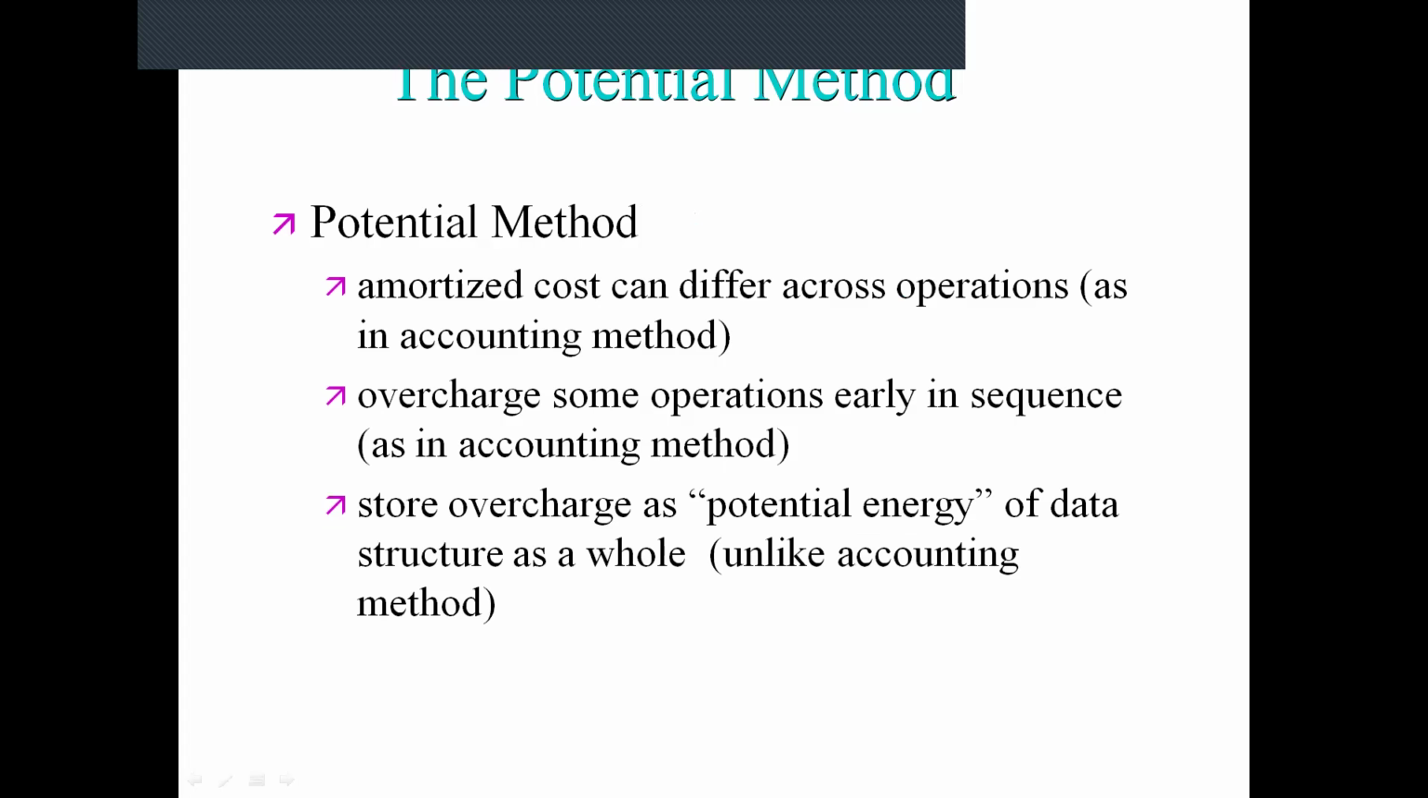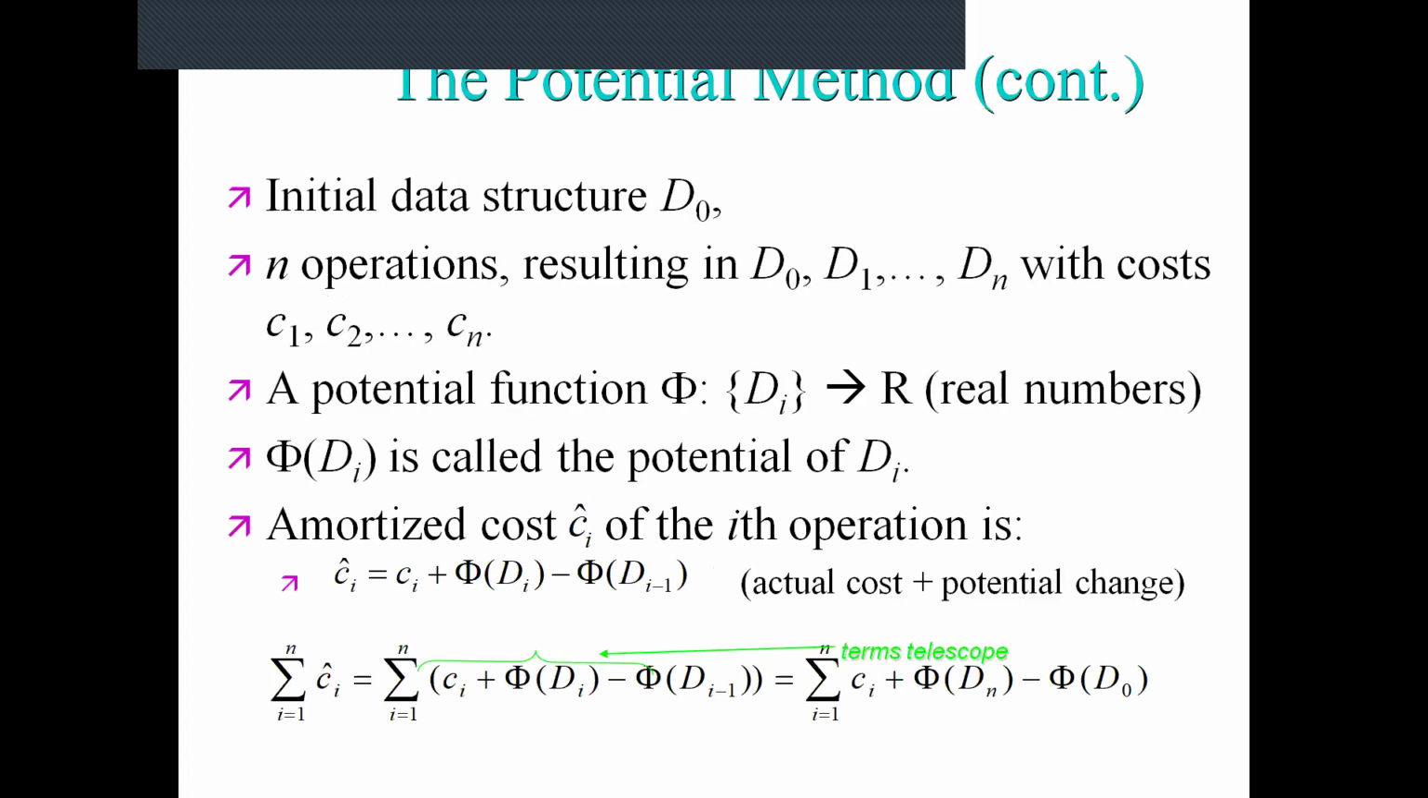What we do here is we overcharge some operations early in the sequence, just like in the accounting method. And we store this overcharge not in the form of dollars or some charge like that, but instead as a potential energy of the data structure. So the entire data structure state will have a potential energy at one state, and when it moves to another state, the potential energy will change. This is how it will be moving.